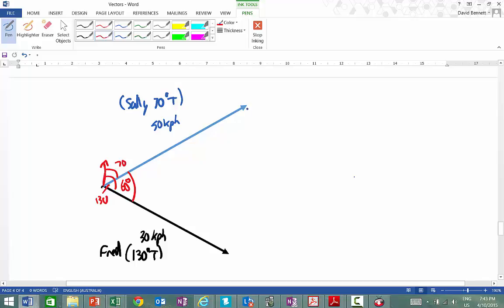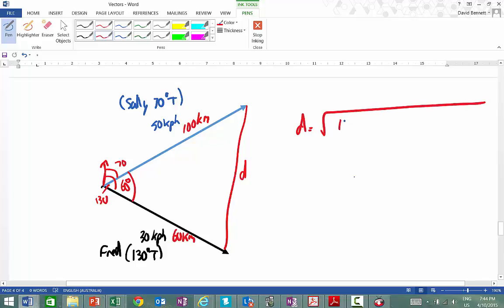We're trying to find this distance here. And again, if we're going for 2 hours, we know this is going to be 100 kilometres. This one's going to be 60 kilometres. So therefore D is going to be the square root of 100 squared plus 60 squared, take 2 times 100 times 60 times cosine of 60, and we can work out that distance.